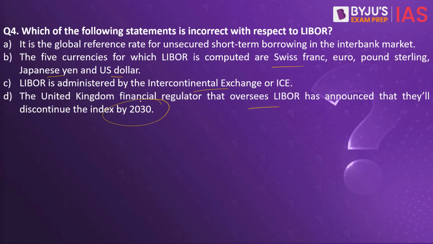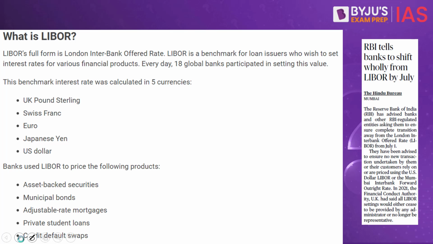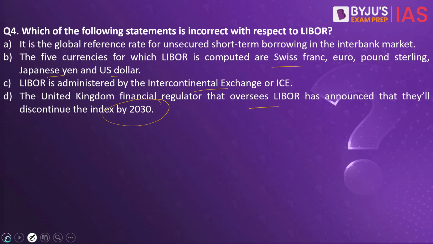Which of the statements are incorrect with respect to LIBOR? The answer to this is D. Why have we taken this practice question? Because this article in The Hindu makes a reference to LIBOR, which is why we have taken this practice question. What is the answer for this? The United Kingdom financial regulator that oversees LIBOR has announced that they will discontinue this index by the year 2023, that is this year, by the month of June.